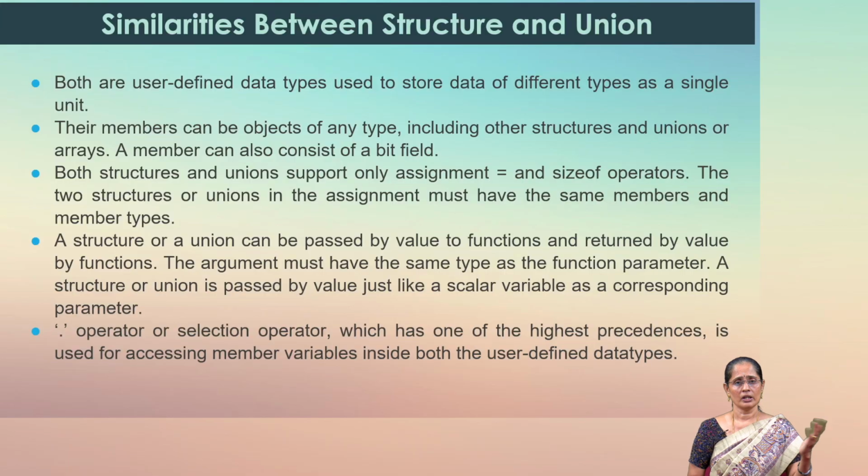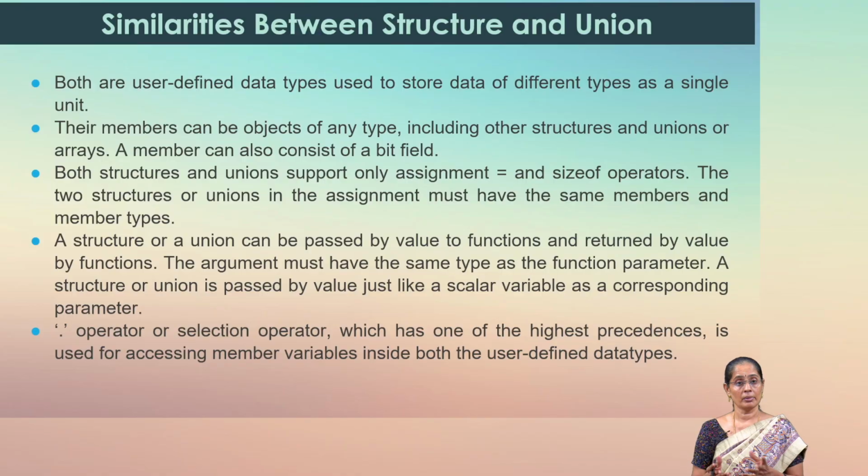Now, hope we have learnt the difference between structures and unions. What about the similarities between structures and unions? Both are user defined data types used to store data of different types as a single unit, that we have seen. Their members can be objects of any type, including structures and unions or even arrays. The same way as we have learnt in using structures, here also the members can be of any type. It can be a structure, it can be a union, or it can be an array. A member can also be a bit field.